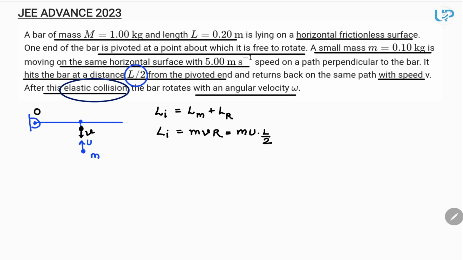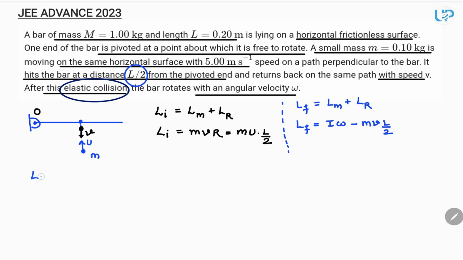Now we will write the angular momentum of the system after the collision. The angular momentum of the system after collision will be the angular momentum due to the mass m and the angular momentum of the rod. So we'll write the angular momentum of the rod as I omega, and the angular momentum of the mass will be minus mvr. Why is it so? Because it has changed its direction of motion. So it will be equal to I omega minus mvL by 2. So these are the two angular momenta.